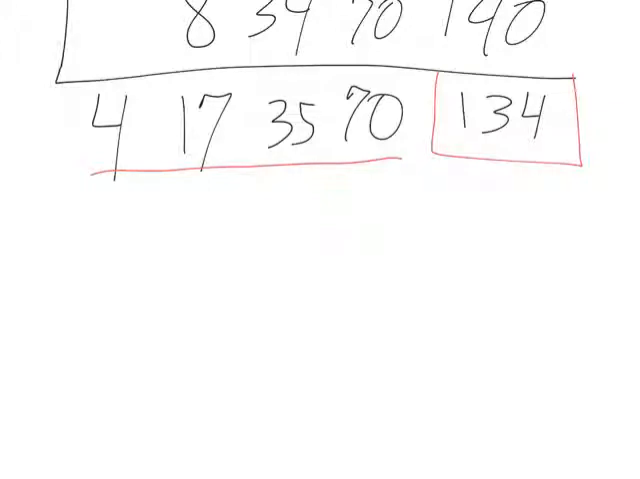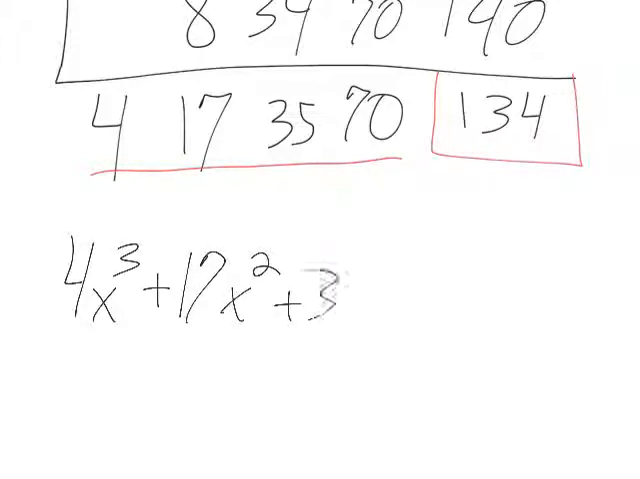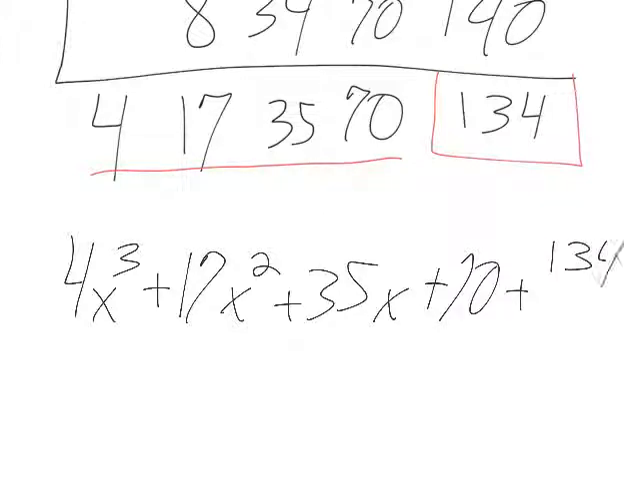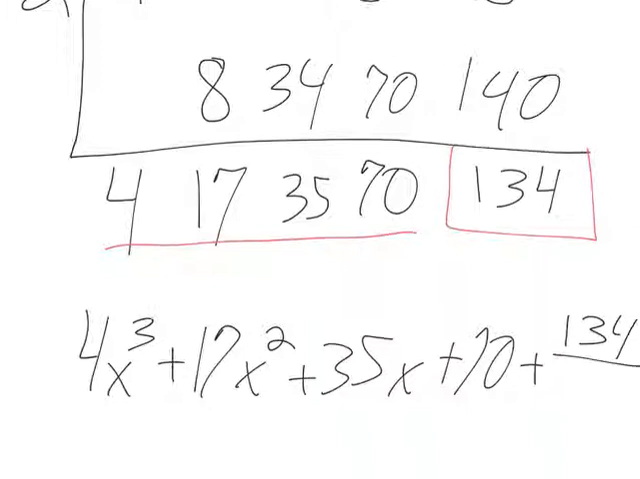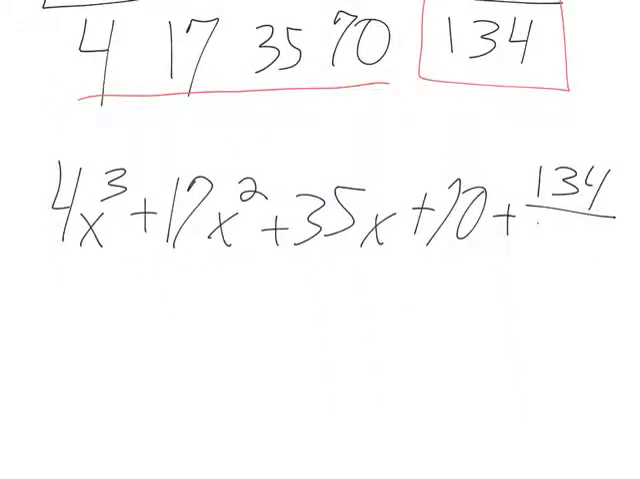I started with a 4th degree polynomial, so this one's a cubic, 3rd degree. 4x cubed plus 17x squared plus 35x plus 70. Notice we get every term down to the constant, okay? And then we have one more thing to write. The remainder term is the remainder over the divisor. My divisor was, look up and look, x minus 2. And so that's what sits under there, okay?